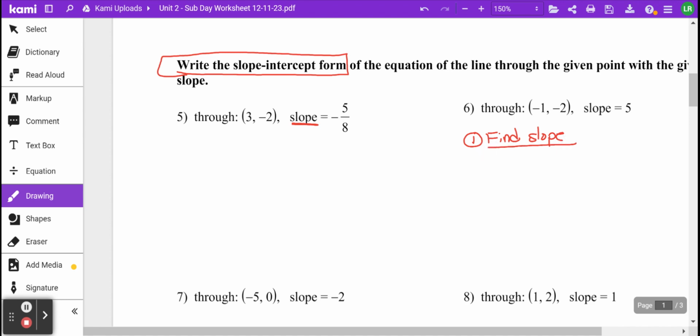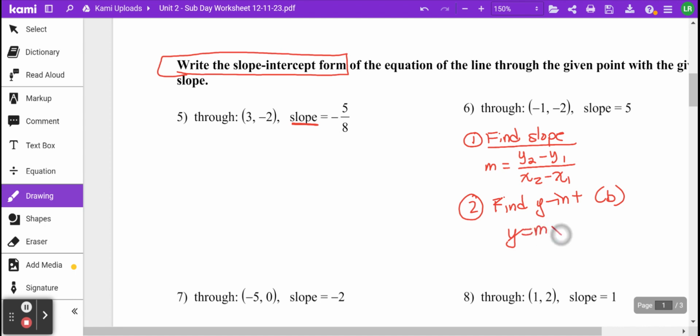So if I'm finding the slope, remember we're using that slope equation. y2 minus y1 over x2 minus x1. And then my second step is we're going to find the y-intercept, and that's the b. And when we do that, remember we're plugging 3 numbers, our y, our m, and our x, into our slope-intercept form, and then we're going to figure out the b. And that's what we're going to do here, is mainly focus on the second step. So 1, find the slope. We got it right there. They told us it.